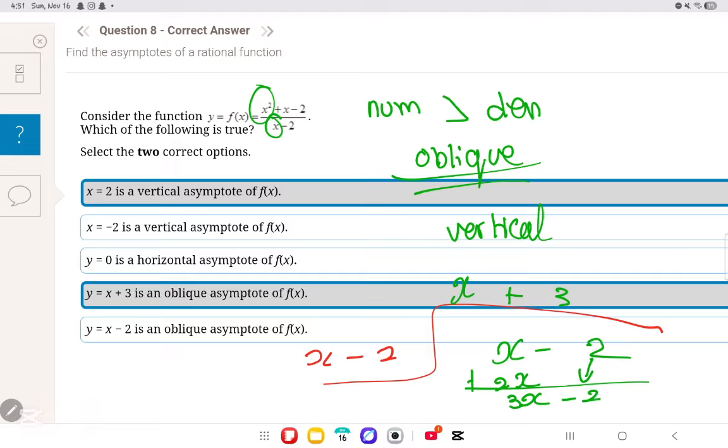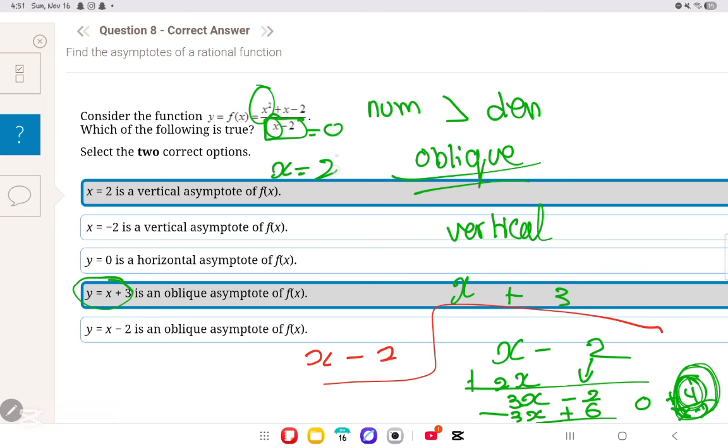Then 3 times x is 3x, and 3 times minus 2 is minus 6. Change the sign, so I will be left with 0 and 4. So 4 over x minus 2 is my remainder. My oblique asymptote is y equals x plus 3. My vertical asymptote is where the denominator equals 0, x equals 2.